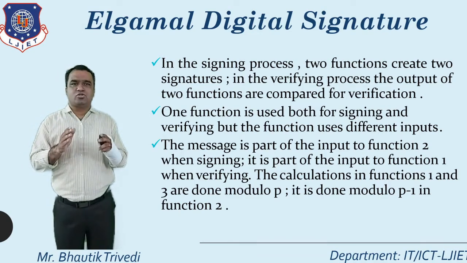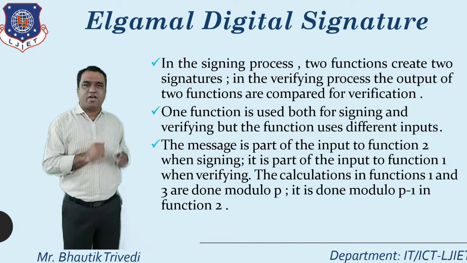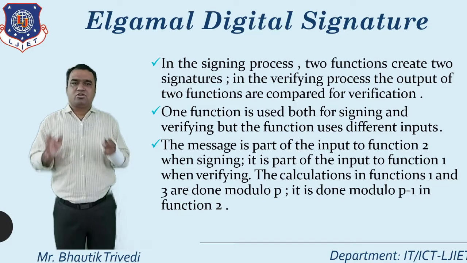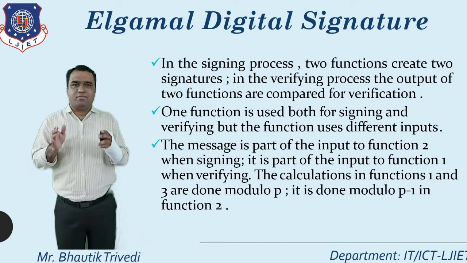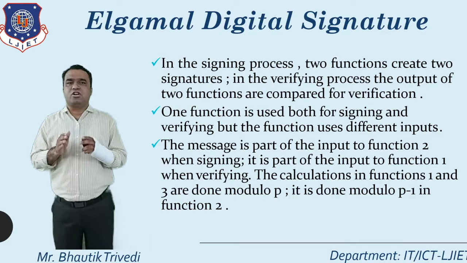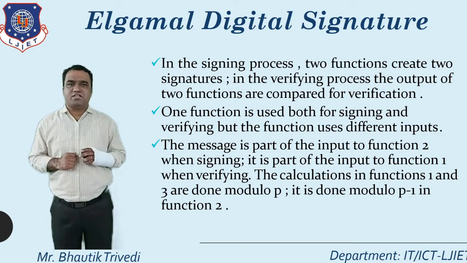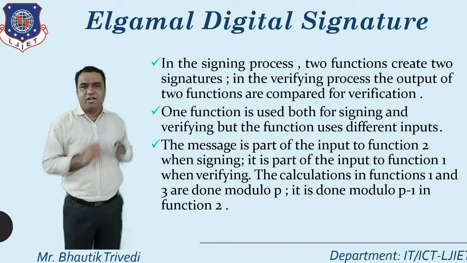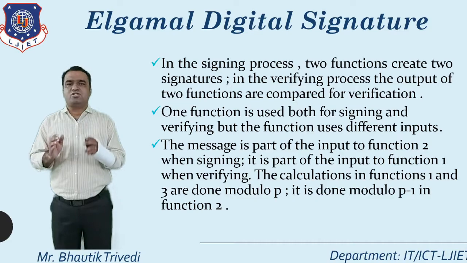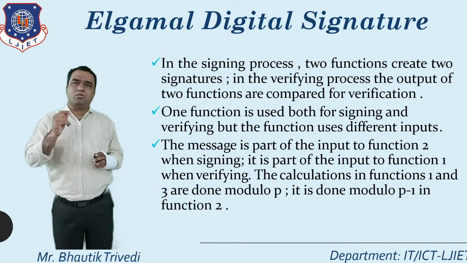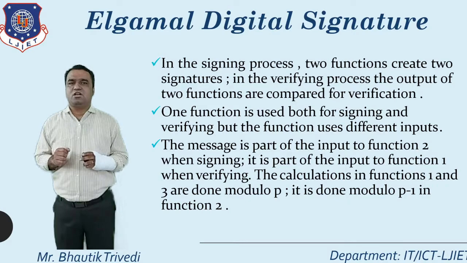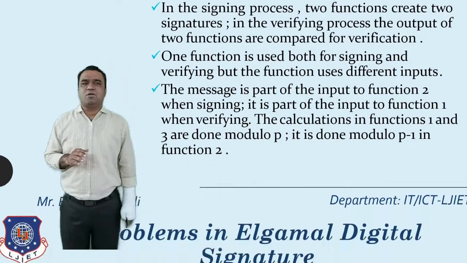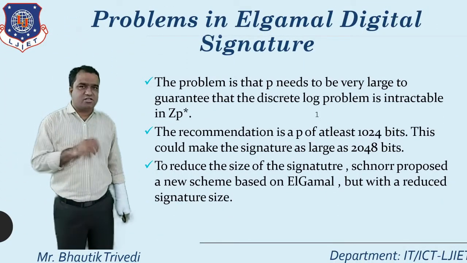One function is used for both signing and verifying, but the function uses different inputs. The message M is part of the input to function 2 when in the signing phase, and it is part of the input to function 1 when in the verifying phase. The calculations in function 1 and 3 are done using modulo P, and the function 2 calculation uses modulo P minus 1. So this is about the ElGamal digital signature concept.